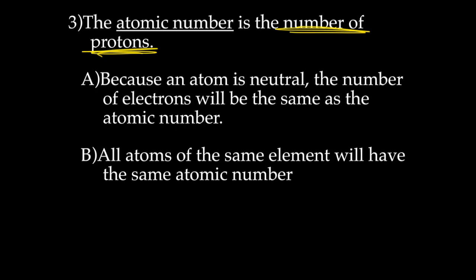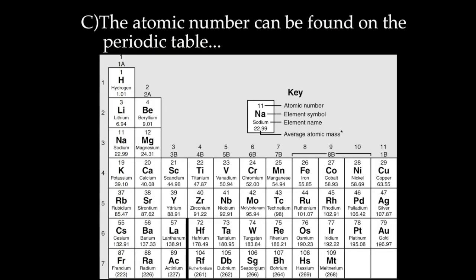Also, all atoms of the same element will have the same atomic number. So, for example, every carbon atom in the world will have the same atomic number, which means it'll have the same number of protons. Every carbon you run into will have the same number of protons. Okay? So the atomic number can be found on the periodic table.